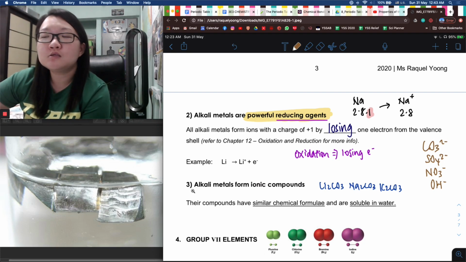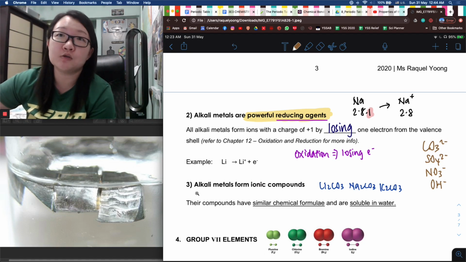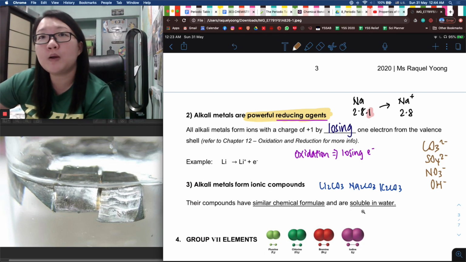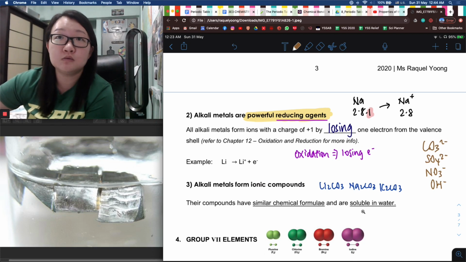Okay, then the third chemical property that alkali metals have is that alkali metals form ionic compounds. Remember, ionic compounds are basically made up of the metal component as well as the non-metal component. So for instance, if we look at simple examples, let's say lithium fluoride, lithium chloride, and so on and so forth. Their compounds will always have similar chemical formula, and they are also soluble in water. So you need to go back to the chapter on ionic bonding to revise a bit.